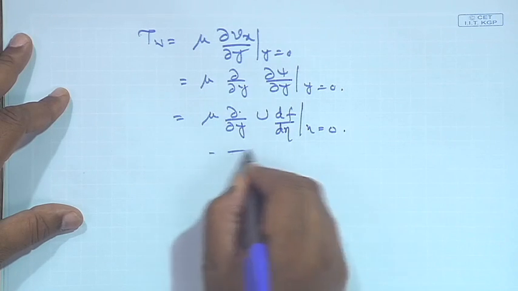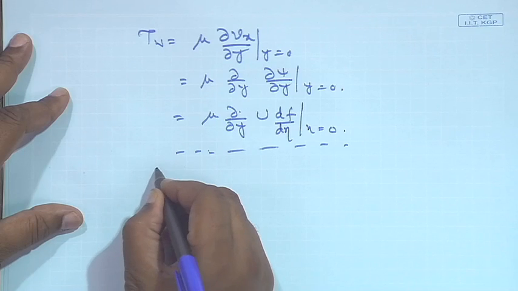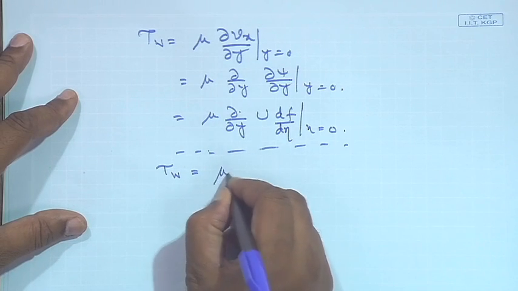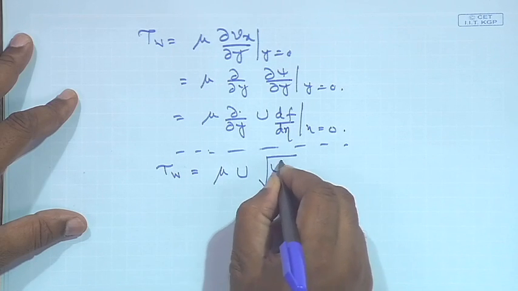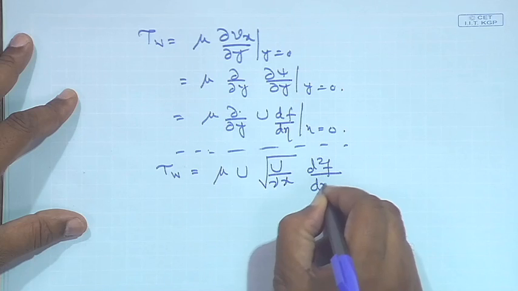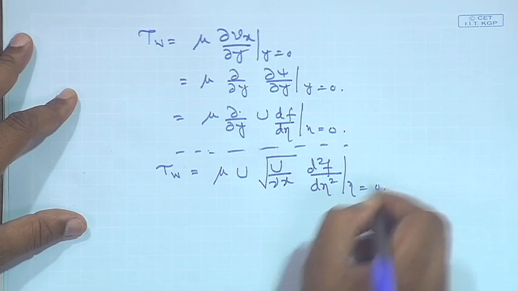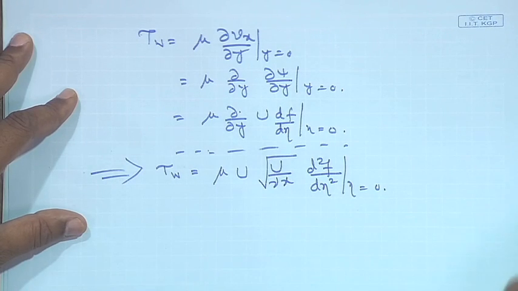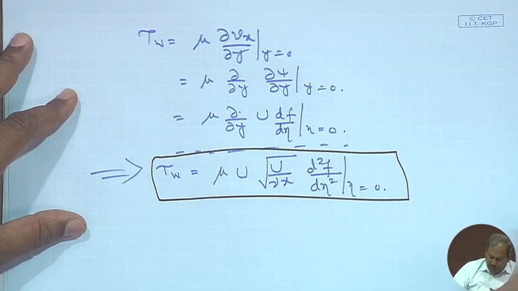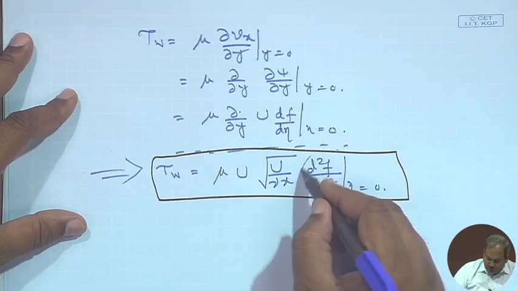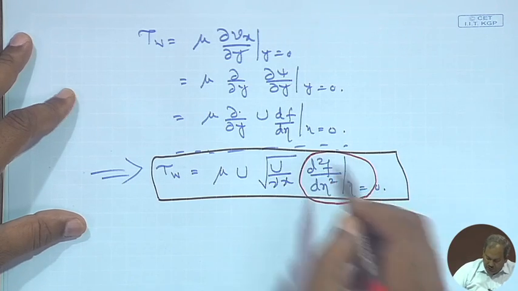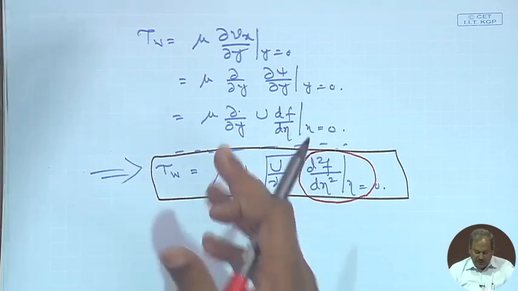After a bit of substitution, which you would be able to see in your text, it would simply be equal to mu times u root over u by nu x times d2f by d eta square at eta equals 0. So, this is the expression for wall shear stress, and the only thing unknown in here is the number d2f by d eta square at eta equals 0.